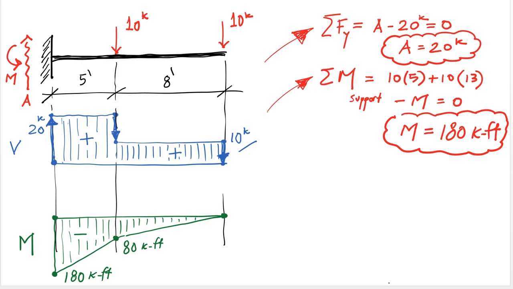So again, we start with a bending moment of negative 180, and we are moving in the positive direction with a slope of 20 for 5 feet. So that goes from negative 180 to negative 80, and then a slope of 10 for 8 feet brings you to 0. Again, a straight line in both cases. Straight line because the shear is constant.